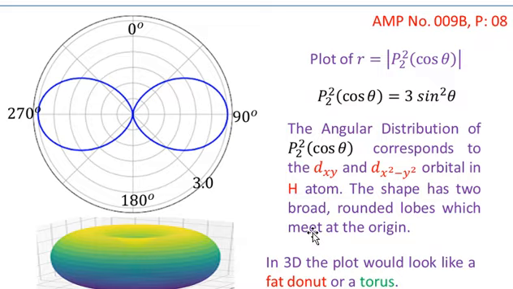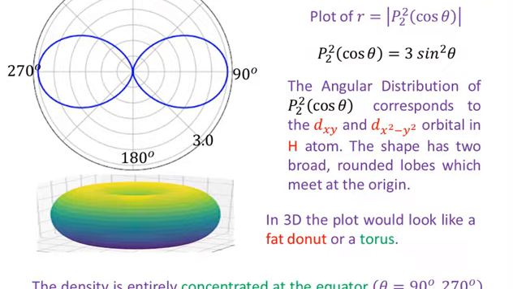The shape has two broad rounded lobes which meet at the origin. So you see that at the origin the wave function has a zero value. That is the nodal point where the wave function is zero. And you also know that the polynomial contains a sine square, and this sine square vanishes when theta is equal to 0 degree or theta is equal to 180 degree, because at that point the sine function has a zero value. So theta equal to 0 degree and theta equal to 180 degree will give you the nodes.